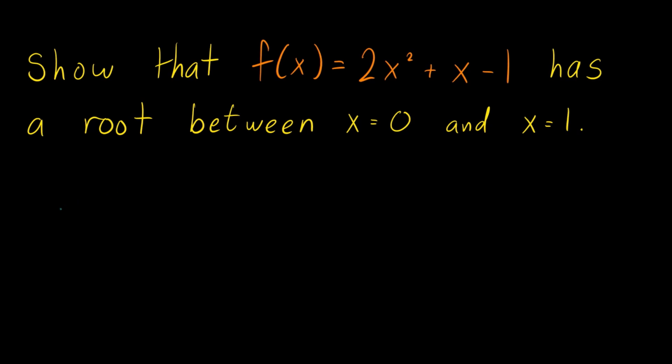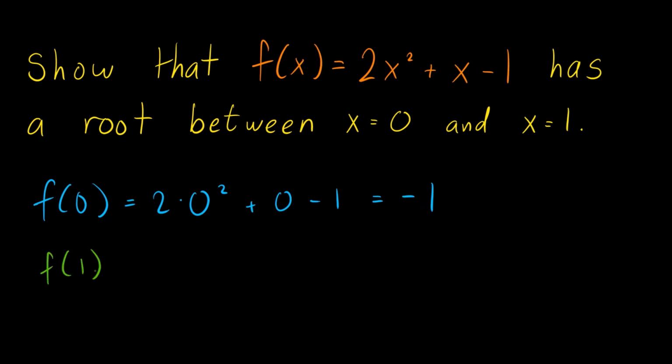So let's do that. If we compute f of 0, we're just going to get 2 times 0 squared plus 0 minus 1, and ultimately that just gives us negative 1. Now, if we try f of 1, since that's our second x value, we get 2 times 1 squared plus 1 minus 1, and that is just 2. Seeing that f of x went from y equals negative 1 to y equals 2, we can conclude by the intermediate value theorem that f of x has a root between x equals 0 and x equals 1, since y equals 0 is between negative 1 and 2.